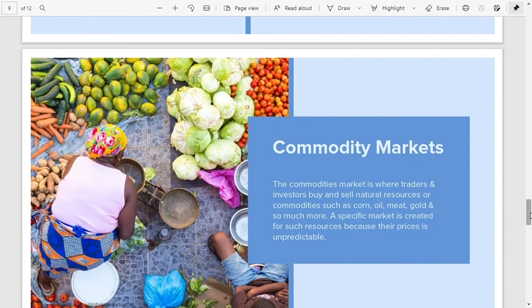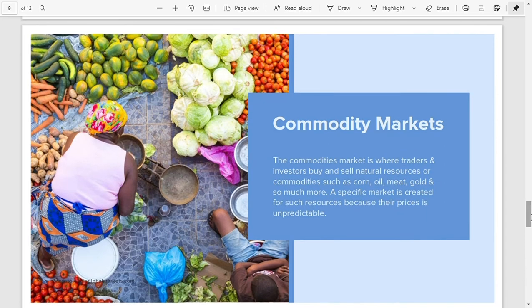The commodity market. The commodity market is where traders and investors buy and sell natural resources or commodities such as corn, oil, meat, gold, and so much more. A specific market is created for such resources because their price is unpredictable.